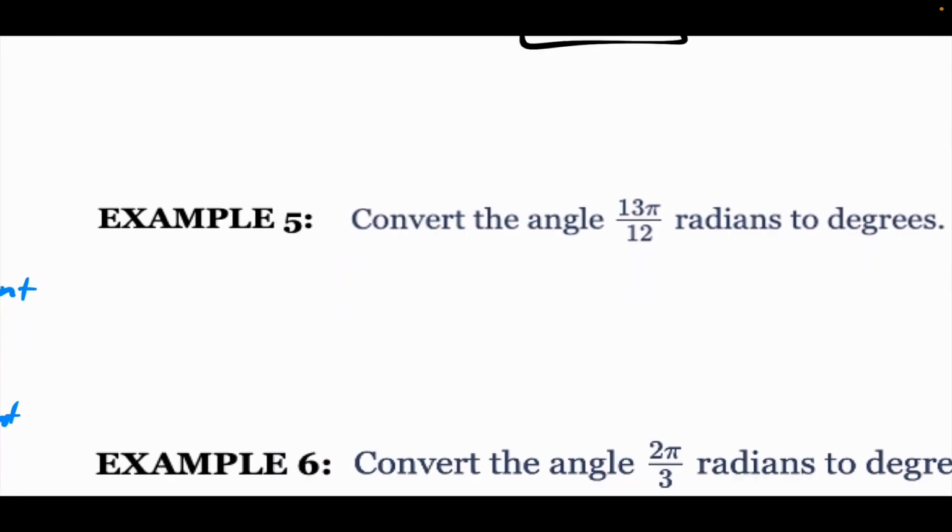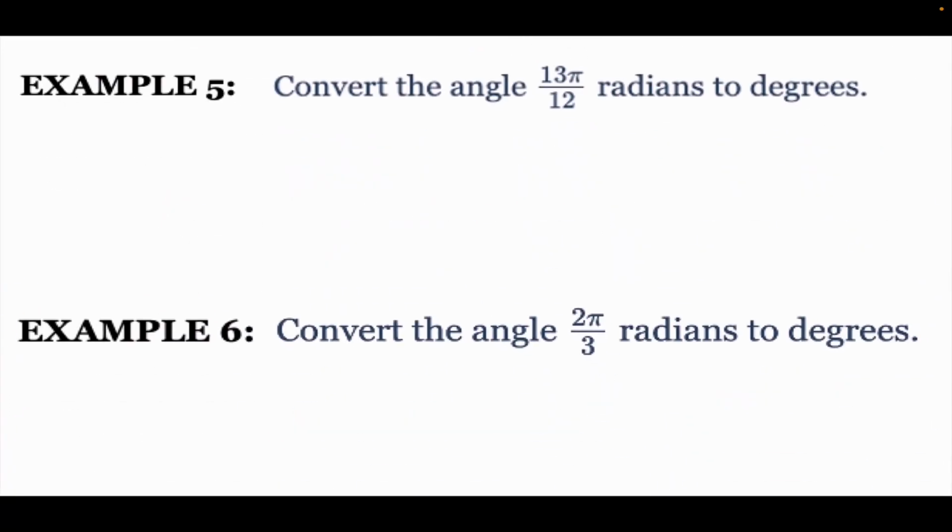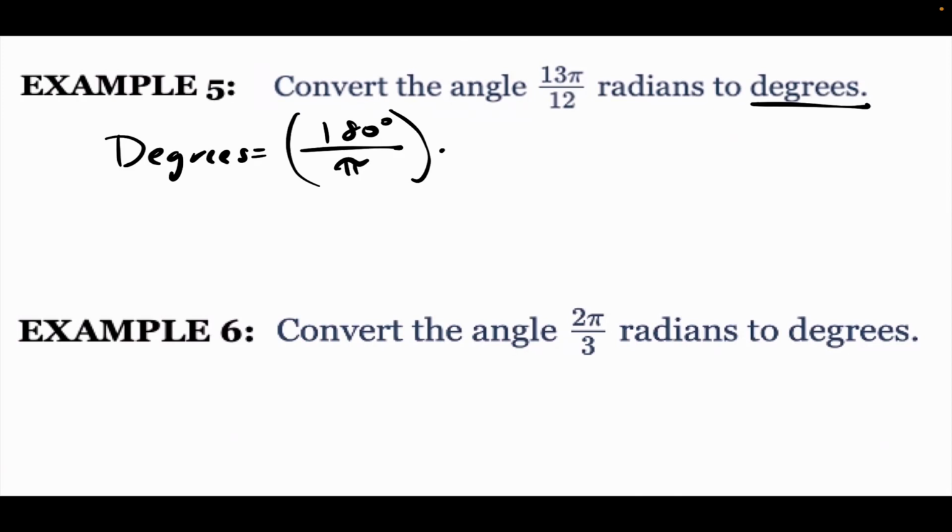Number 5. So number 5, do we want degrees or do we want radians? What is this asking for? Degrees. So we're going to use the bottom formula now. The bottom formula said degrees equals, now it's 180 is on top, pi is on the bottom now. That's the only difference. Radians is going to go next to it. So they told me it's 13 pi over 12 radians. That's what they told me.